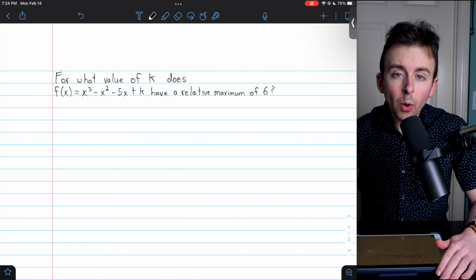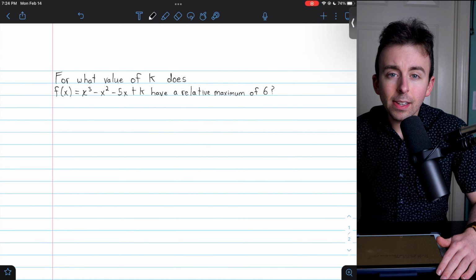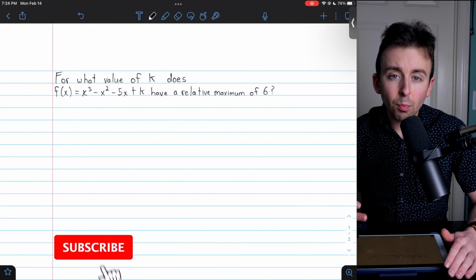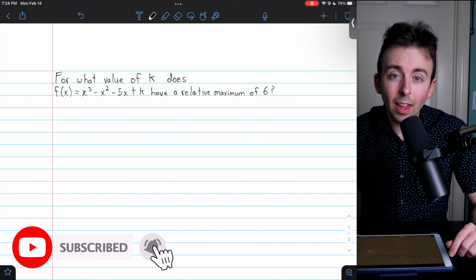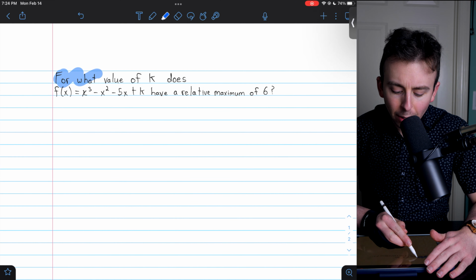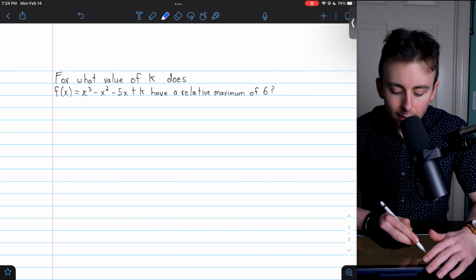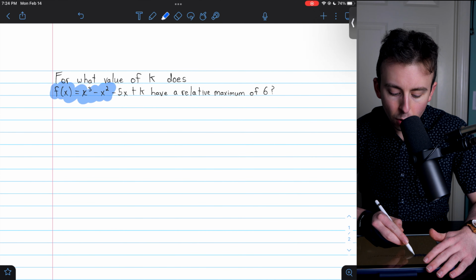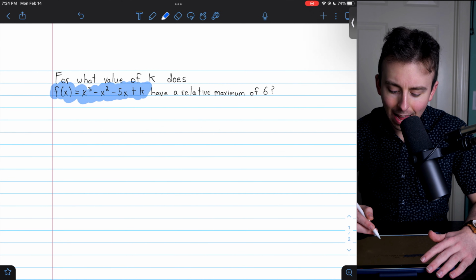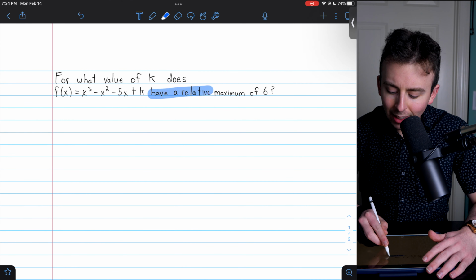Hi there. We're going to solve this AP style extreme value problem. This is precisely a type of question that has appeared in their exam material, so I want to make sure that you are ready to handle it. Here's the question. For what value of k does this function, x cubed minus x squared minus 5x plus k, have a relative maximum of 6?